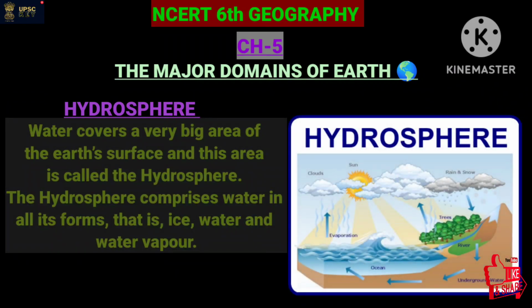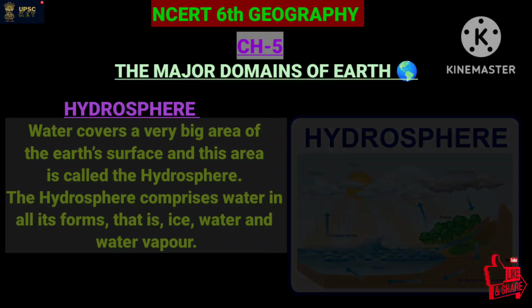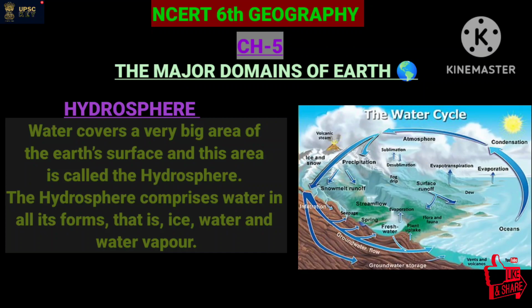What is the hydrosphere? Water covers a very big area of the earth's surface, and this area is called the hydrosphere. The hydrosphere comprises the water in all its forms, that is ice, water, and water vapor. The water may be ocean water, sea water, river water, lake water, and all forms of water covered in the hydrosphere. Hydrosphere plays an important role in the water cycle.